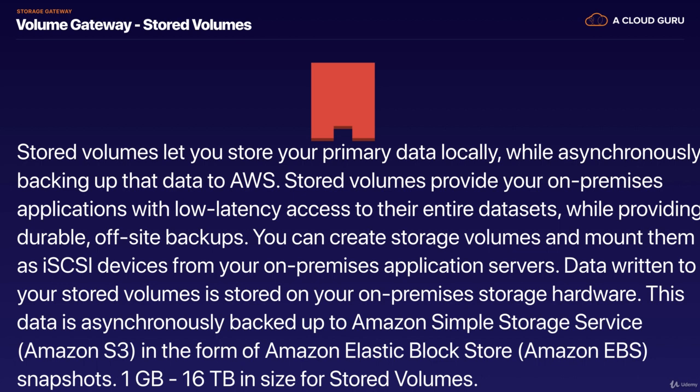And stored volumes provide your on-premise applications with low latency access to their entire data set. So with stored volumes, it's really important to remember that it's the entire data set. And it's going to provide durable off-site backups. And you can create storage volumes and mount them as iSCSI drives from your on-premise application servers. And then data written to your stored volumes is stored on your on-premise storage hardware. And this data is then asynchronously backed up to S3 in the form of EBS snapshots. And at the moment, it's between 1 gig to 16 terabytes in size for stored volumes.